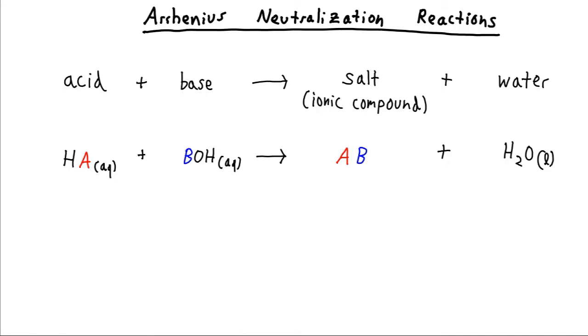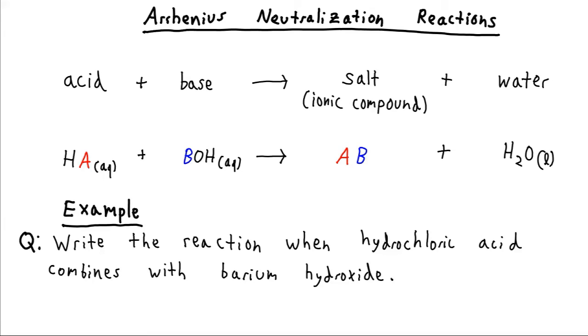When acids and bases react, they have what's called a neutralization reaction because our acid and base are neutralized. They no longer exist in the solution. The general form for an Arrhenius neutralization reaction is that the hydrogen from the acid and the hydroxide from the base combine together to produce water molecules, and the remaining ions, the negatively charged anion from the acid and the positively charged cation from the base, combine together to produce an ionic compound. And when we have an ionic compound that's produced from an acid-base reaction, we often call it a salt.